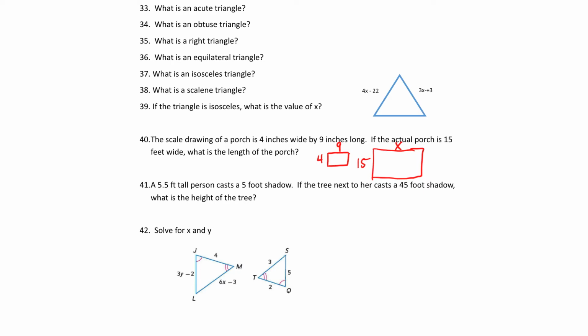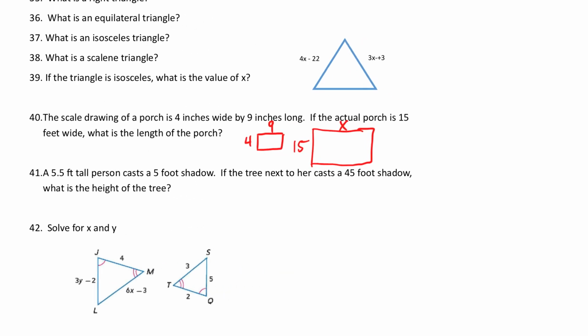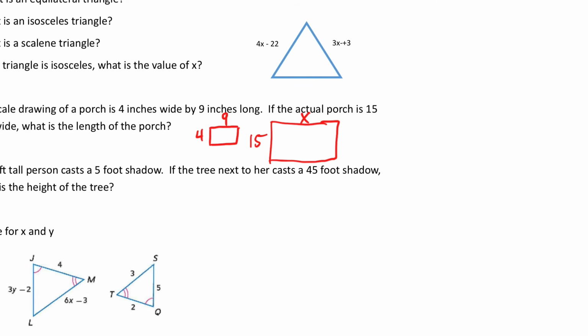So it's a scale drawing, it's scaled, it's proportional. So how am I going to set up a proportion here to find the value of x? I'm going to say something like this. 4 is to 15 as 9 is to x. And then from there, you're going to do your cross multiplying and solving for x.